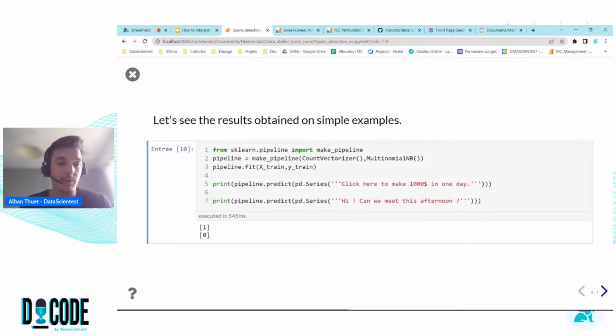Here I was just trying to make some predictions on my own emails. Something I wrote myself, like "click here to make $1,000 in one day," is obviously a spam, and it is classified as a spam. And "can we meet this afternoon?" is obviously not a spam, and is classified as not a spam.